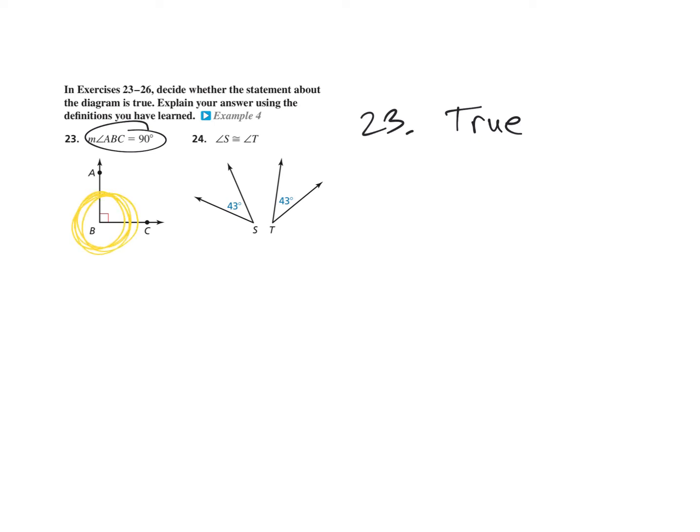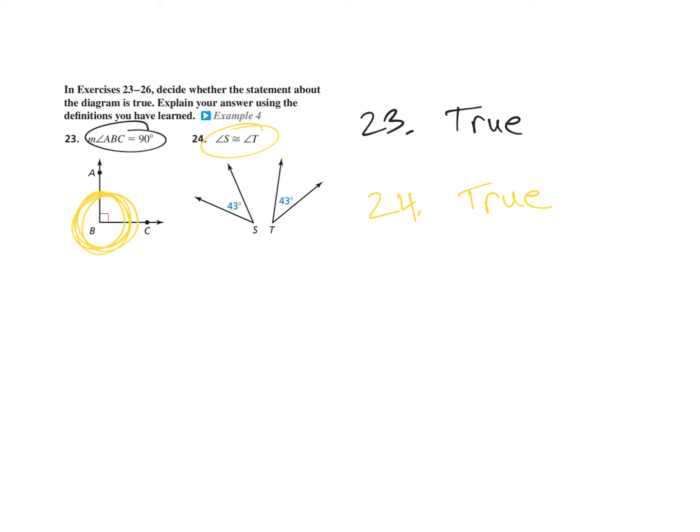That means 90 degrees. So I know this is true. Just for practice, number 24, does angle S equal angle T? Is it congruent to angle T? And you would say, yes, it is. That is true. Now, here's why it's true. Not just because it says 43.